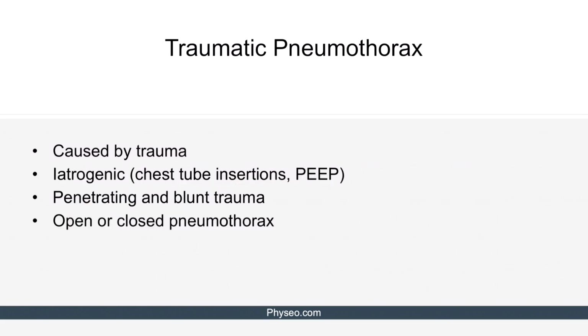Traumatic pneumothorax, just like the name suggests, is caused by trauma. It can be iatrogenic and occur, for example, during chest tube insertions. It could also occur due to mechanical ventilation, specifically PEEP. Penetrating and blunt trauma can also cause traumatic pneumothorax. It can be open or closed, and we'll discuss the differences between these two shortly.